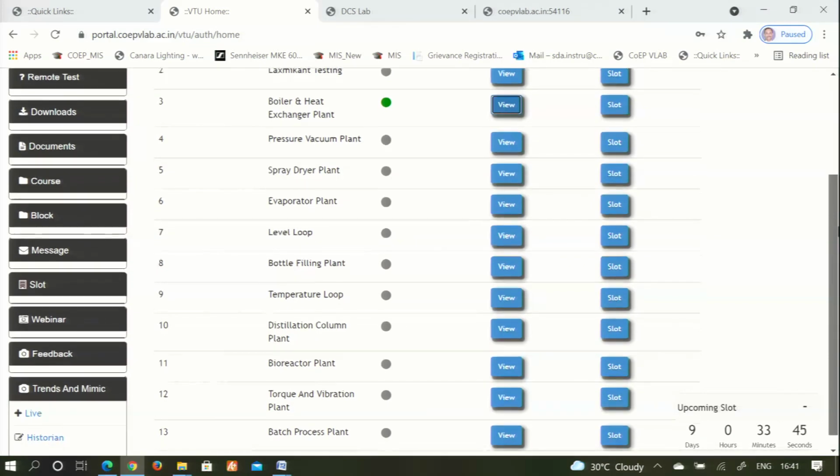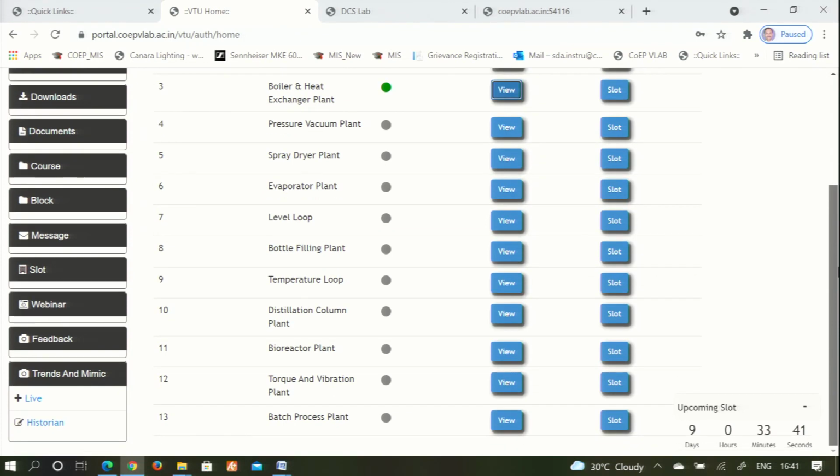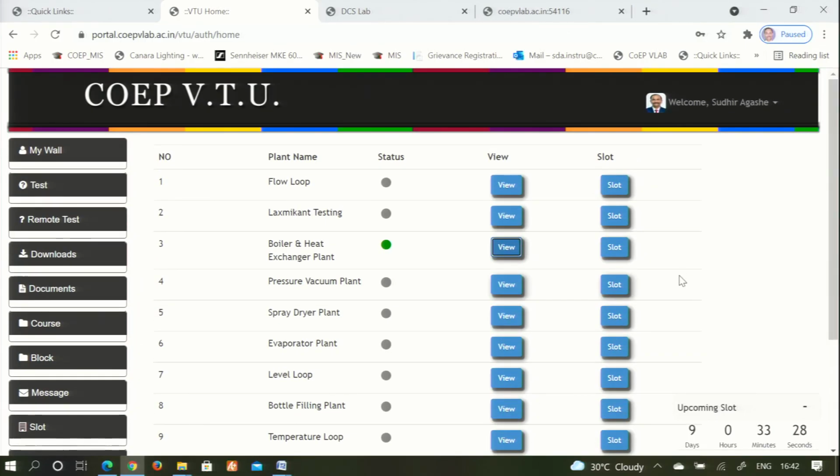All put together, you will find these are the plants like flow loop, boiler, heat exchanger, pressure, vacuum, level, bottle filling, torque and vibration, batch process. Most of the plants are quite interesting and challenging for the students, and these plants, through this project of virtual labs and remote triggered labs, thanks to the Ministry of Education for supporting this, because of that the facility can be made available, and once the facility is available, it is made available to all the students, not just the students of College of Engineering Pune.